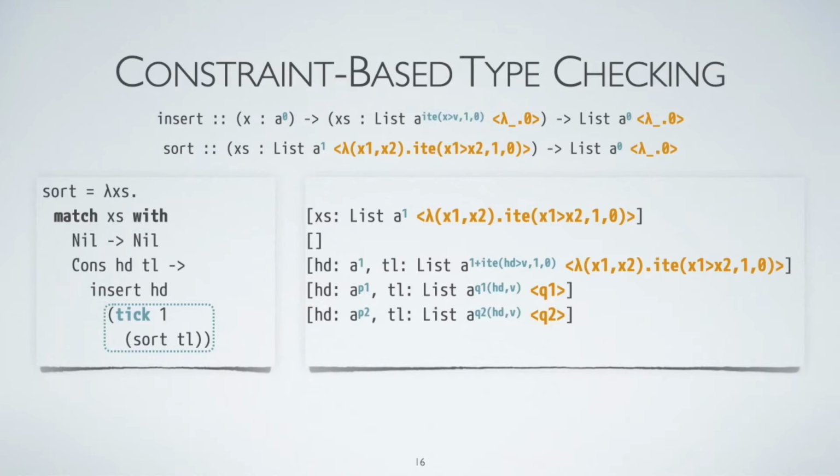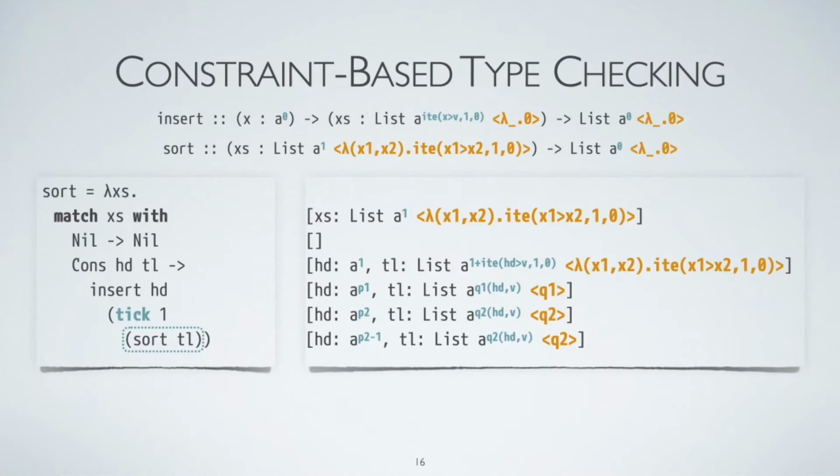Note that the call to sort is wrapped by a tick expression, so we need to use the potential to pay for the tick. For simplicity, let's assume that the type checker uses the potential stored in head to pay for the tick. So in the context for type checking the call to sort, the annotation on head becomes P2 minus 1.